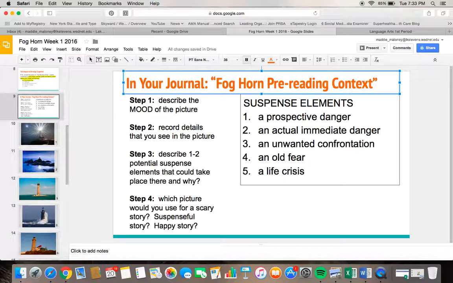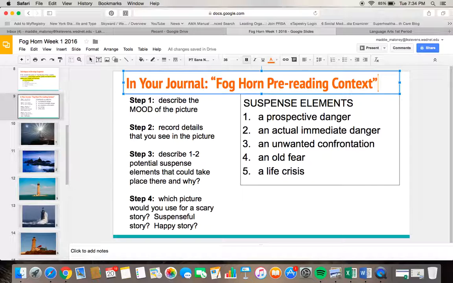As we look at a series of 3 pictures, you are going to describe the mood of the picture in step 1. Remember, mood is how you feel. How does the picture make you feel as a viewer? Okay, step 2 is you're simply going to record the details that you see in the picture. So what observations do you have? What do you see? If you were in the picture itself, let's think about our 5 senses. What would you smell? What would you hear? Taste, touch? So basically just details in terms of your senses.